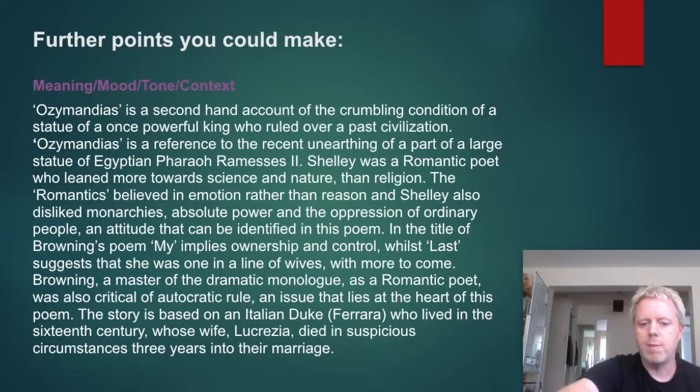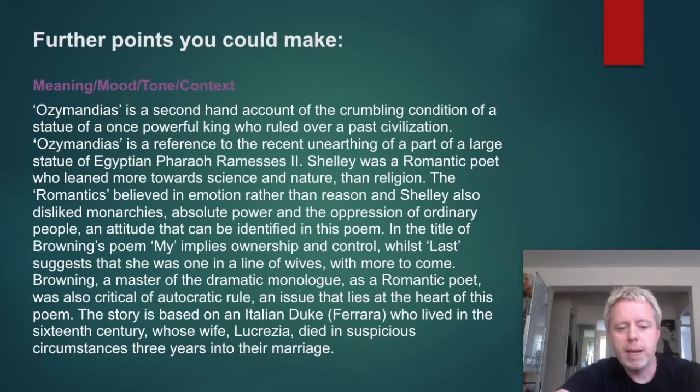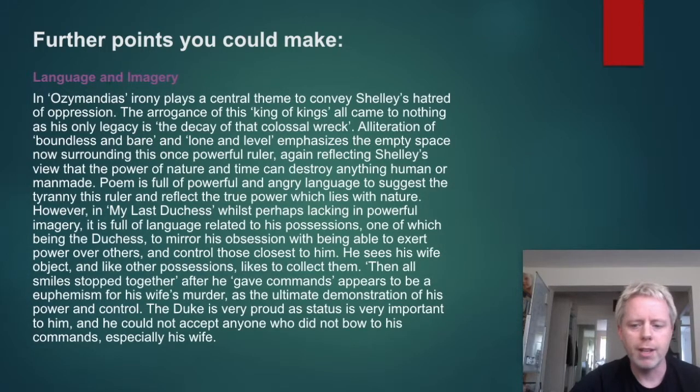Browning, a master of the dramatic monologue as a romantic poet, was also critical of autocratic rule, so monarchy, an issue that lies at the heart of this poem. The story is based on an Italian duke, Ferrara, who lived in the 16th century, whose wife, Lucrezia, died in suspicious circumstances 3 years into their marriage. And the last point or points you could make focus on language and imagery.